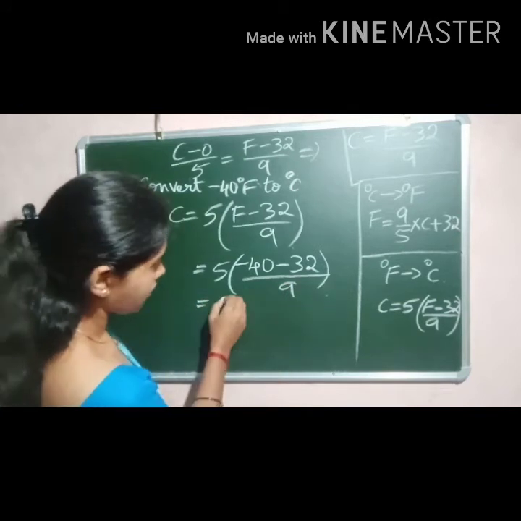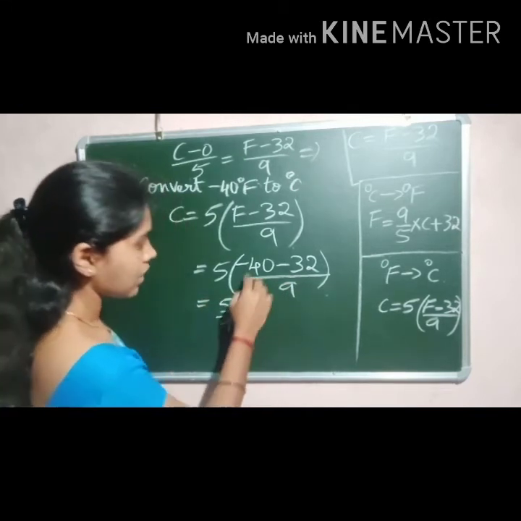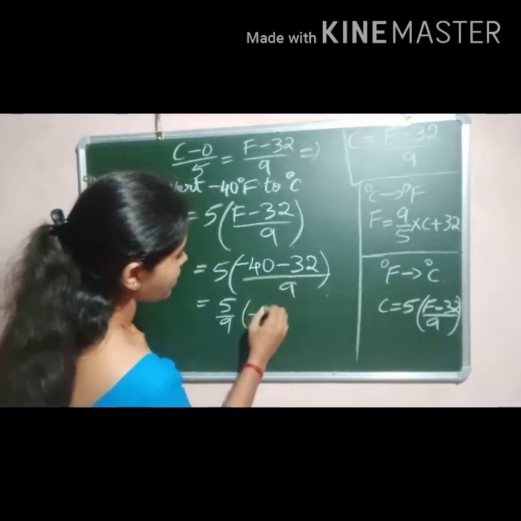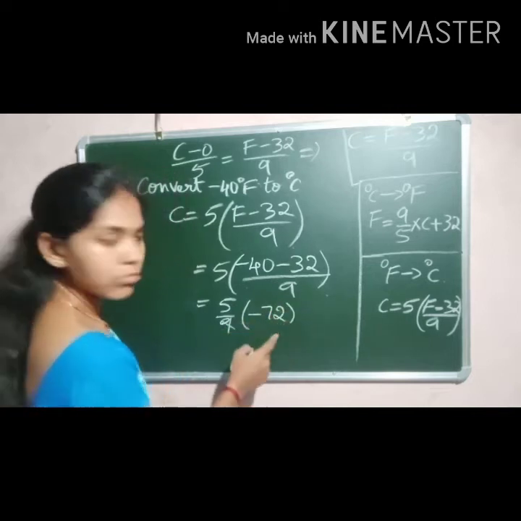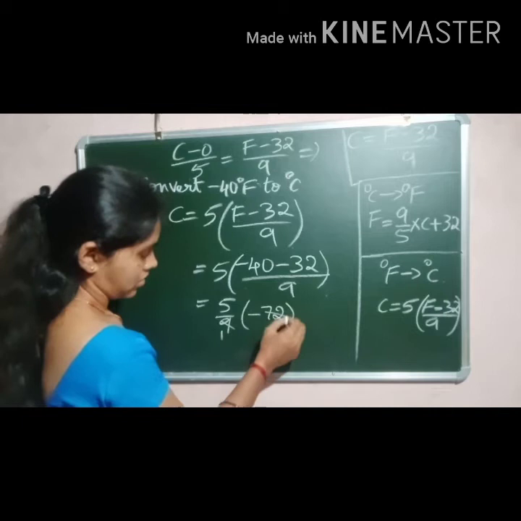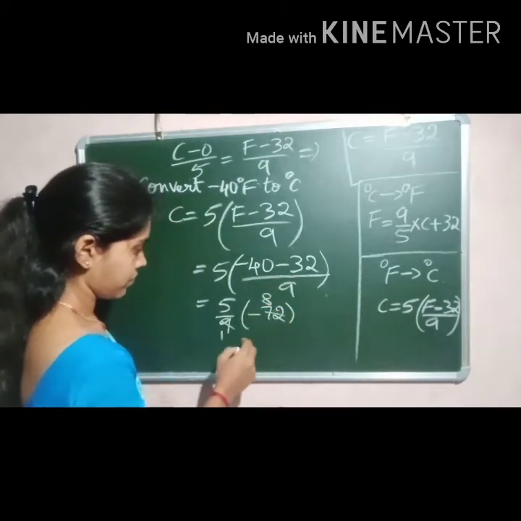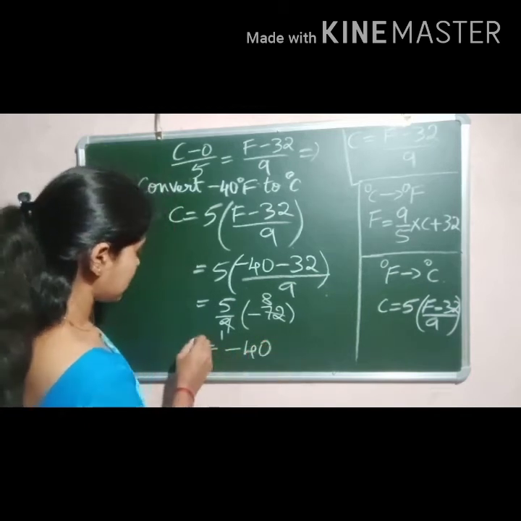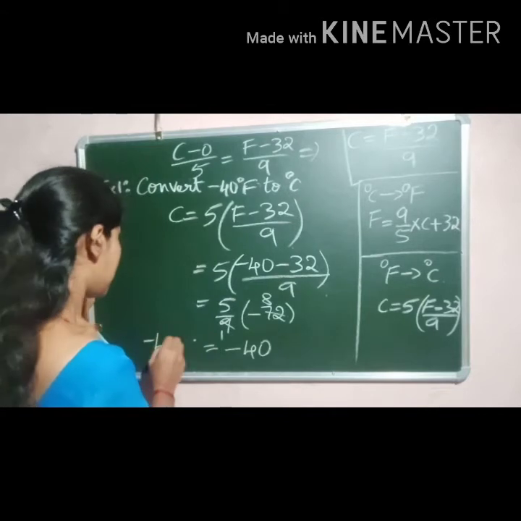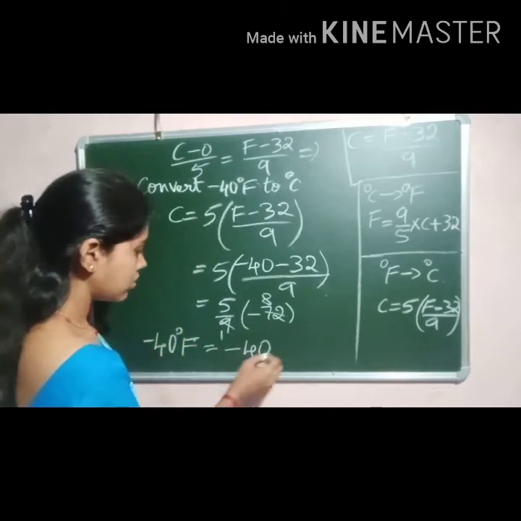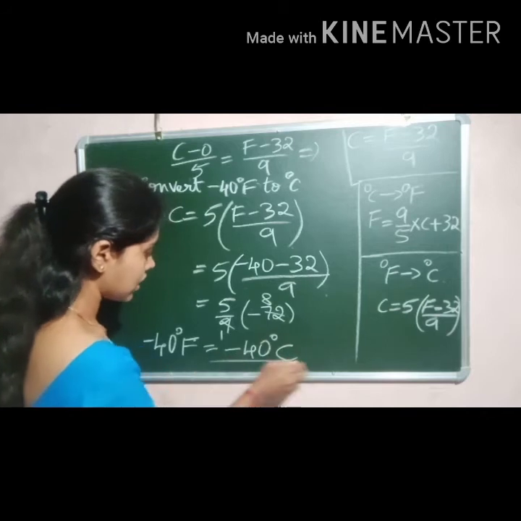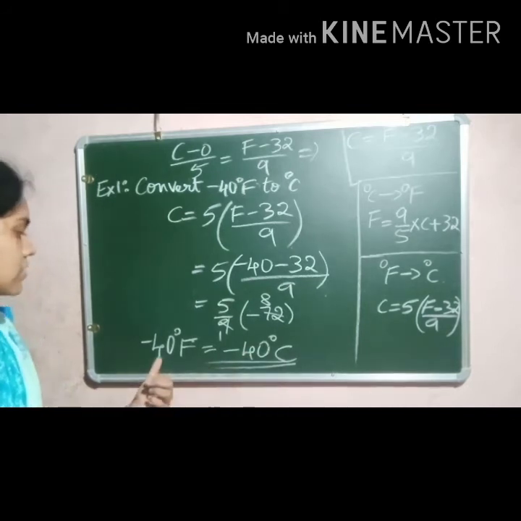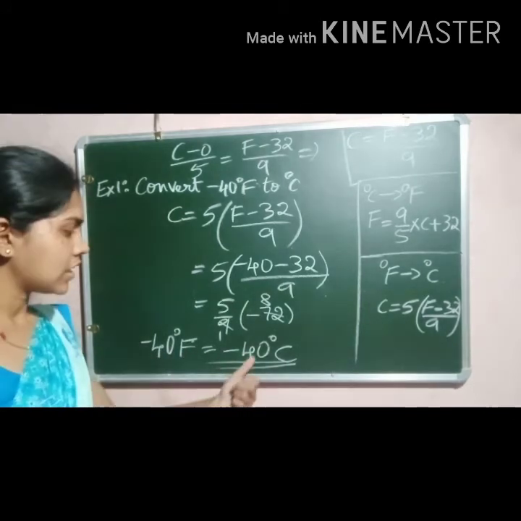So what do you get? 5 by 9 in the bracket, minus 40 minus 32 is equal to how much? Minus 72. So 9 eights are 72, and 8 5s are 40. So minus 40 degree Fahrenheit is equal to minus 40 degree Celsius. Got it? So this is in degree Celsius. Minus 40 degree Fahrenheit is equal to minus 40 degree Celsius.